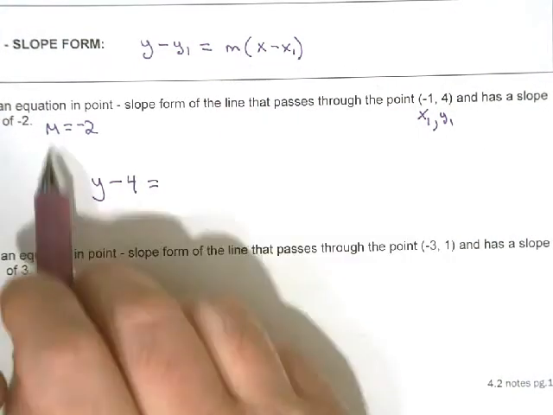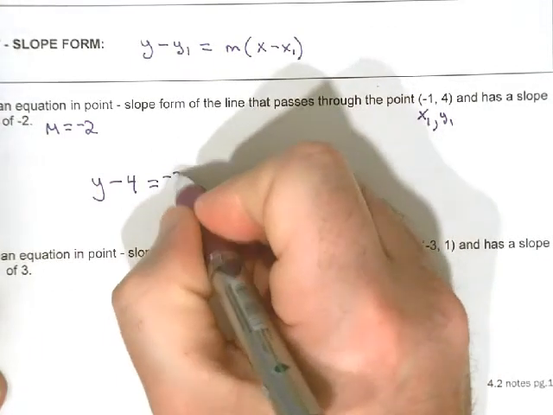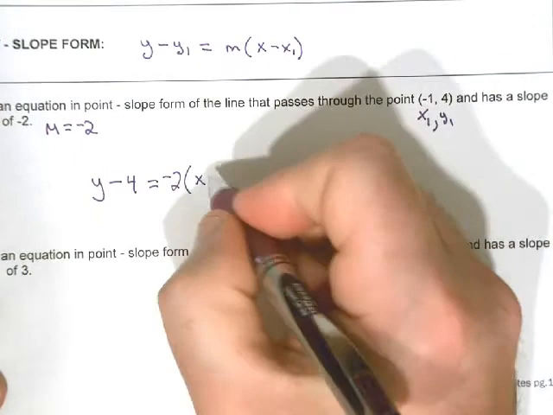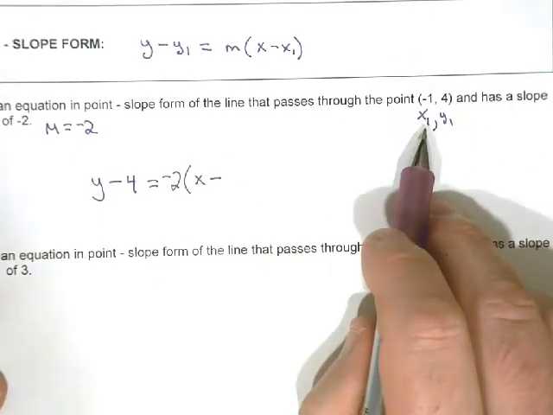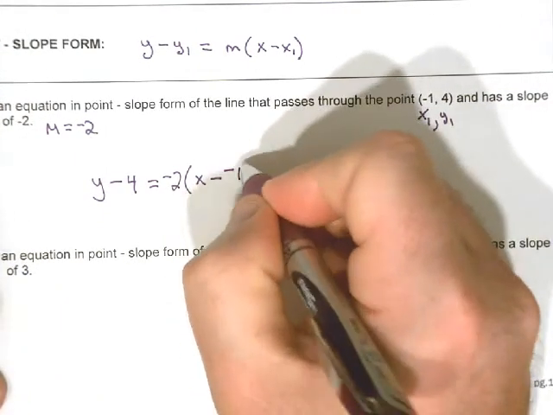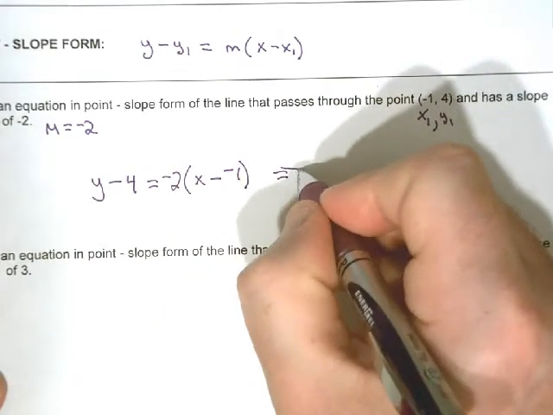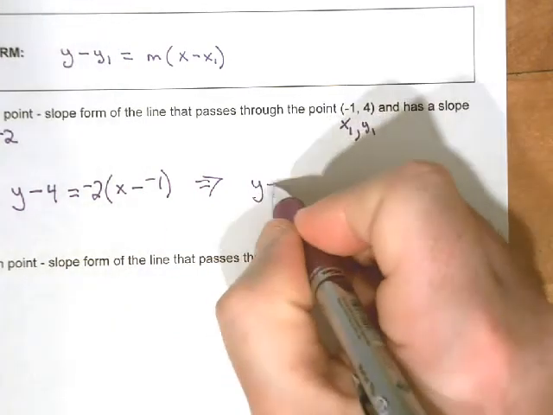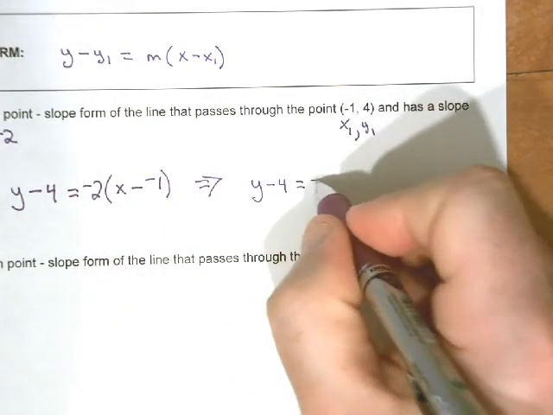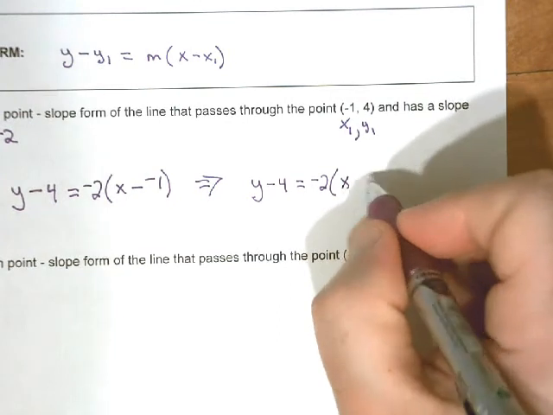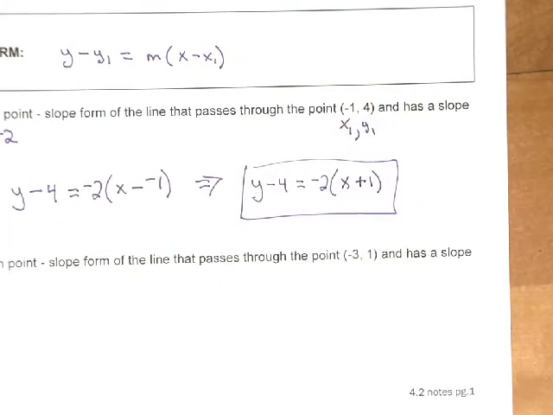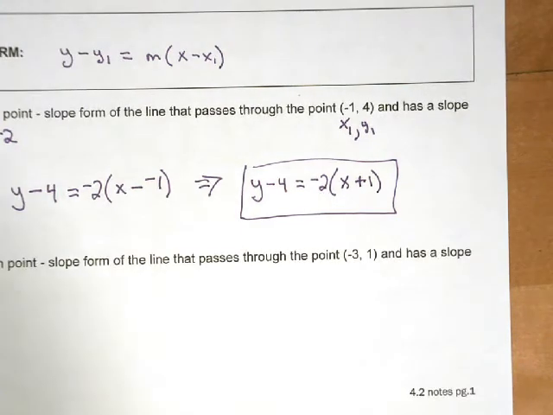Equals. My slope comes next, so that's -2. Times. Keep the x. The formula is minus, and then we put in our x1, which is -1. And then we would just clean that up. So your point-slope form will look like this: y minus 4 equals -2 times (x plus 1) when we clean it all up. So there you go. It is as easy as that.